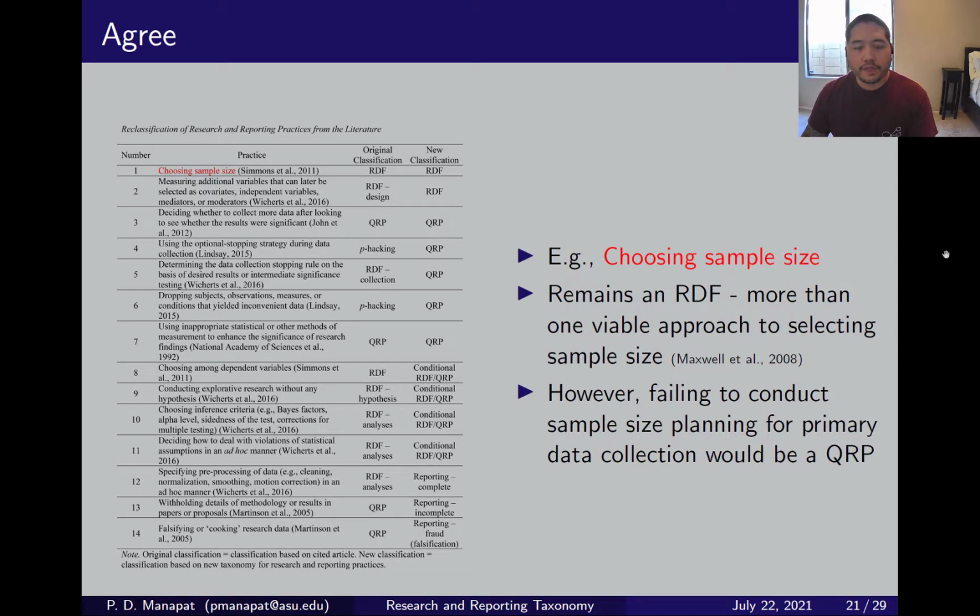Okay, so the first example is choosing sample size. This one remains an RDF because there's more than one viable approach to selecting sample size. However, failing to conduct sample size planning for primary data collection would be considered a QRP. And so in this case, we agree with the original classification.